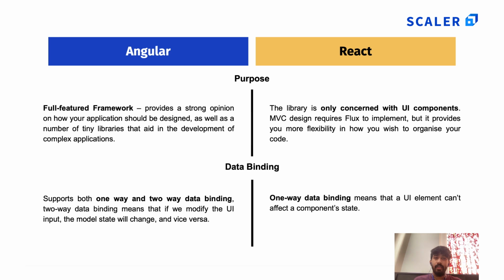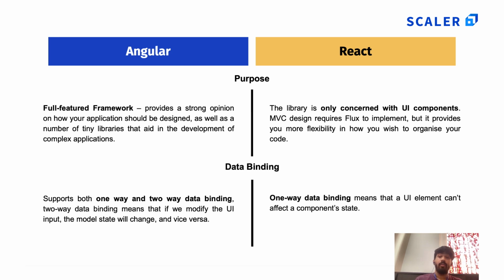So one is a fully featured framework, where you can do every single thing in a complex application with certain libraries. React is mainly concentrating on the UI components, and to enable MVC, you will have to bring in Flux, and then you will have more flexibility in order to organize your code structure. So these are Angular and React. So now coming to data binding.